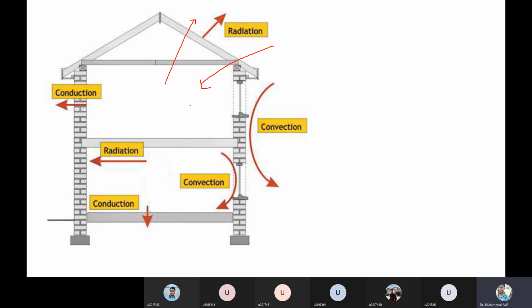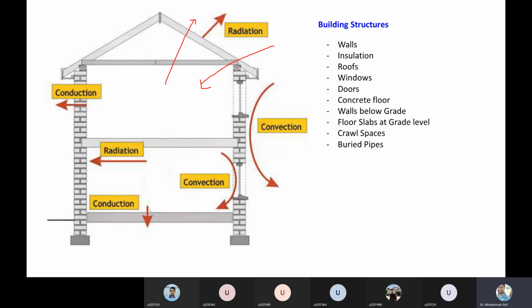Now, if the weather changes, let's say during winter, then the inside temperature of the building is higher, whereas outside is lower. So then the heat will transfer from inside to outside. But the heat transfer normally takes place in the form of three modes. I hope you have studied in great detail the heat transfer phenomena through conduction, convection, and radiation.